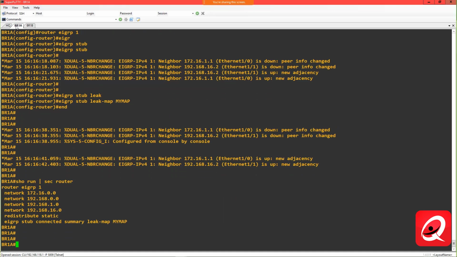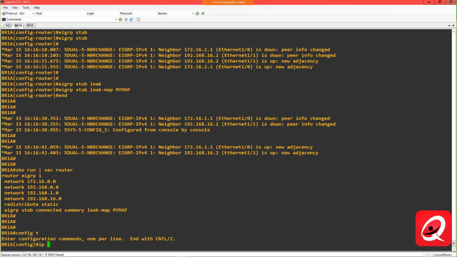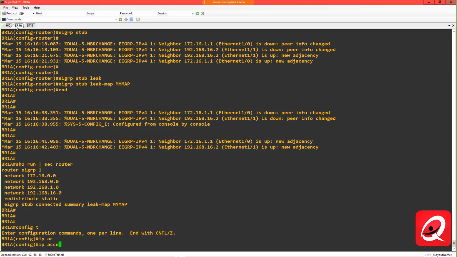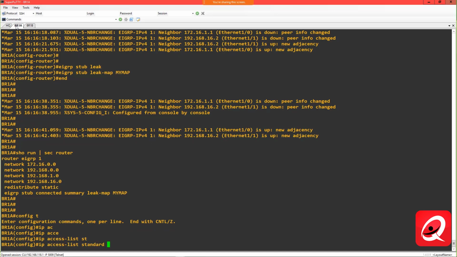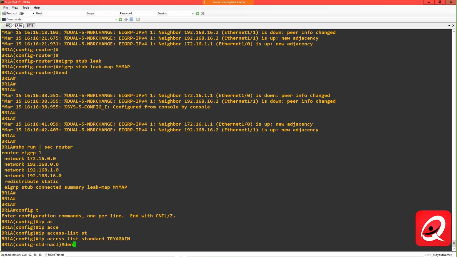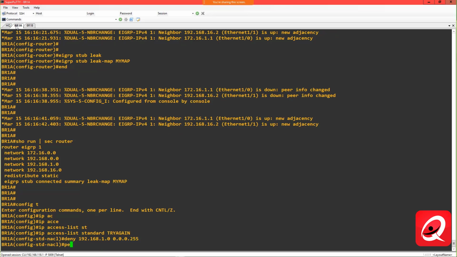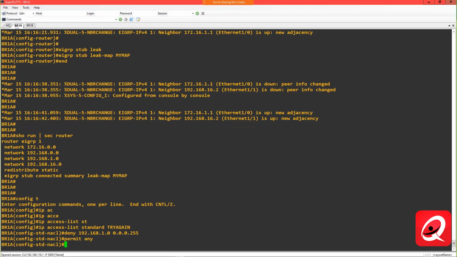All right. I'll go ahead and leave the leak map applied, and I'm going to do IP access-list standard try again. In this case, I'm going to do a deny of 192.168.1.0, 0.0.0.255, and a permit any. So I'm going to try this with an access list now.